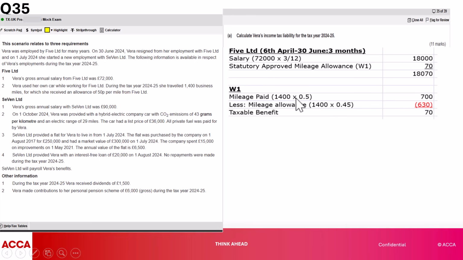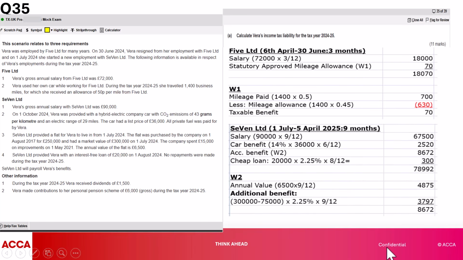But what she instead received from her employer was 1,400 times 0.5. So she received 700 pounds. So she received 70 pounds more than she should have by law. And that's why we consider that to be a benefit. Now, if she received, let's say 500, she received less than what she should have, the difference between the two amounts would have been an allowable deduction, which would have been deducted from your salary. And anyway, as you can see, what we do with that 70, it's added to the salary figure.